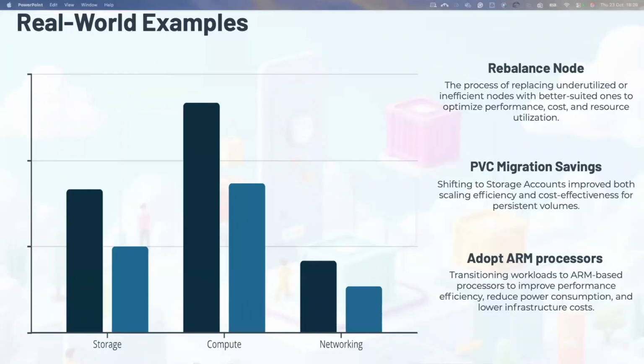And as we are all familiar with ARM processors, Graviton is the one that is the most familiar to us in AWS. So transitioning to ARM processors can actually improve the performance. It will reduce the power consumption, and of course, we lower the cost by between 12 and 50%.